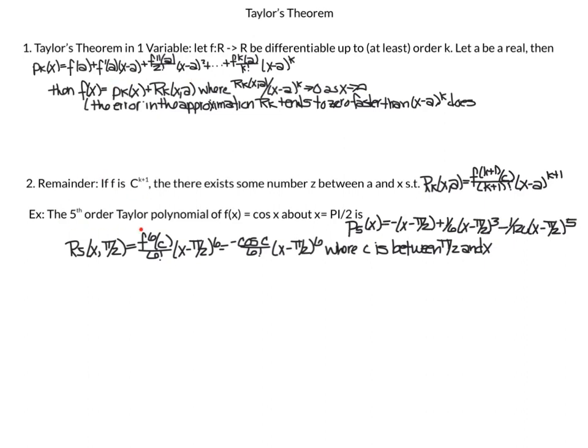So if we took the fifth order Taylor polynomial of f of x equals cosine of x about x equals pi over 2, this is our approximation, our polynomial approximation.